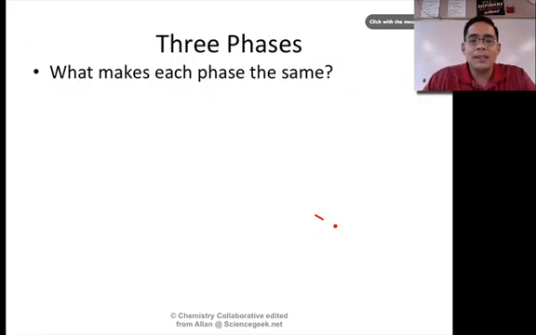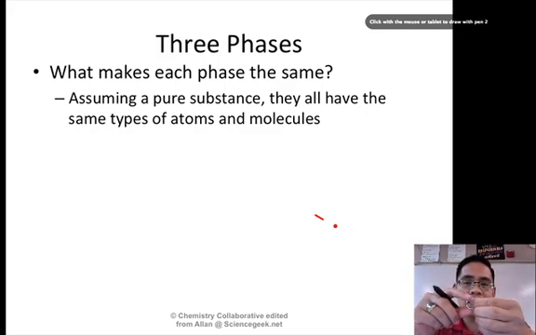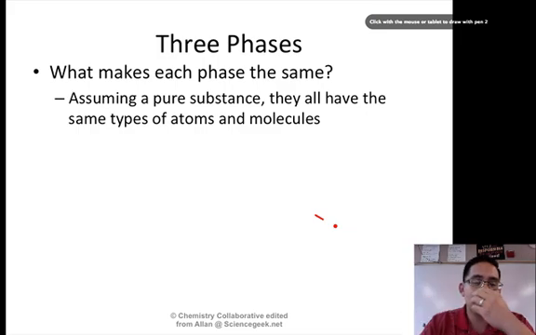So what makes each phase the same? Well, as long as we're assuming a pure substance, the only thing they have in common is that they have the same atoms or the same molecules. When I talk about a pure substance like the water in my water container, we're talking about only H2O molecules in there by itself. Nothing else, just H2O. And if I'm talking about gold, assuming 24 karat gold, which this is not, then in this solid it would only have gold. If I melted it, it'd still be gold. And if I changed it to a gas, it'd still be gold. So between all three phases, they'd only have gold.